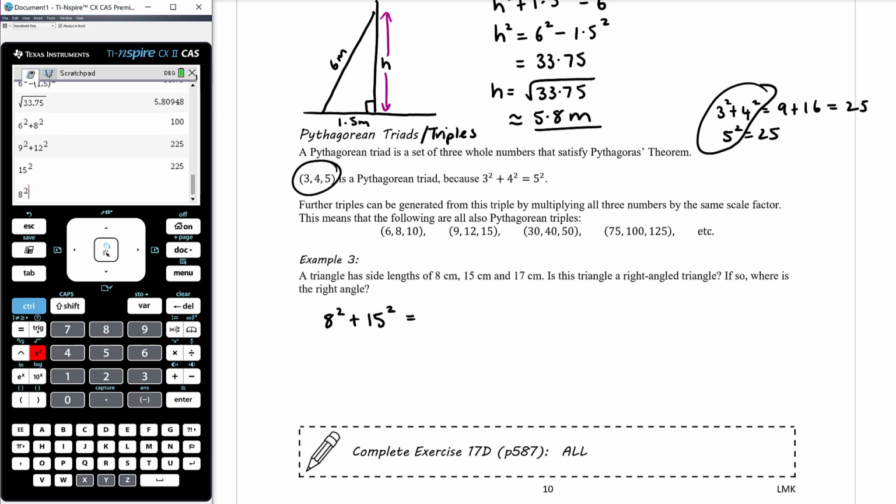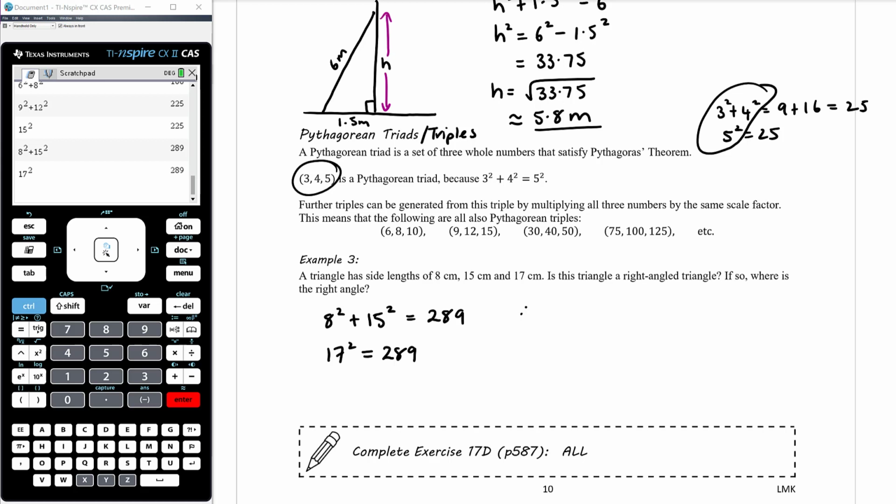Okay, so 8 squared plus 15 squared, that's 289. And then we'll also work out what 17 squared is, and if it's also 289, which it is, then we know that 8 squared plus 15 squared equals 17 squared. So you don't start by making any assumption, you calculate the two things separately, and now that they are equal to each other, we can draw a conclusion from that.